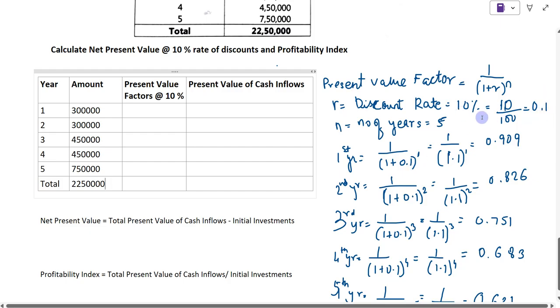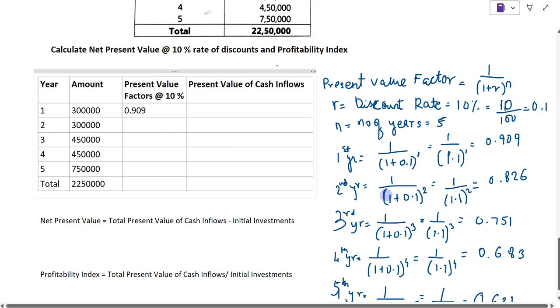0.1, how did we get it? By dividing 10 by 100. So it is equal to 1 upon 1 plus 0.1, that is 1.1, bracket close. N means what? For the first year, what is the number of years? 1. Okay, so for the first year, the present value factor will be 0.909.